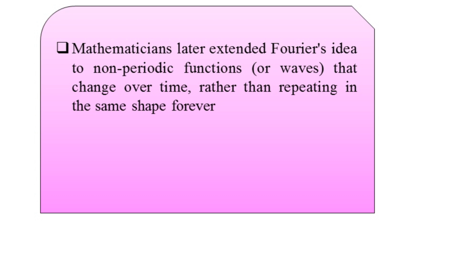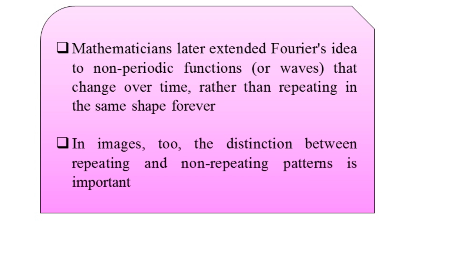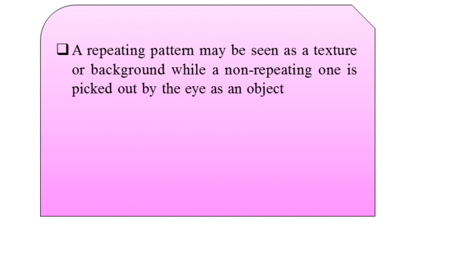Next, if we take the example of images, which are basically signals in 2 dimensions, there also we find the distinction between the repetition and the non-repetition of patterns. So that is also important in such signals here. Whatever repetition patterns occur in such an example may be understood as the texture or background, while the non-repetitions are picked up by our eyes as an object or the edges, simply we can say here.